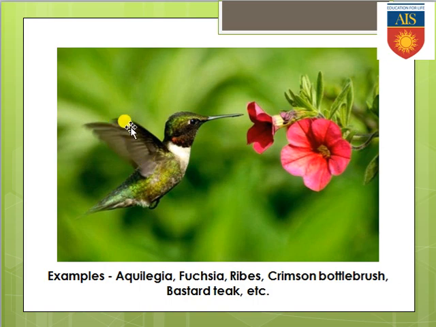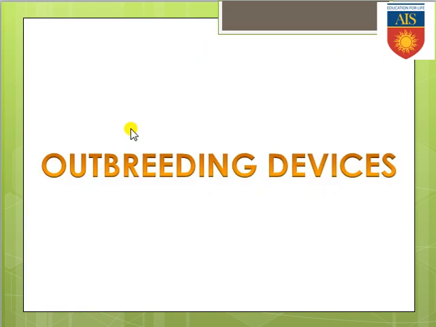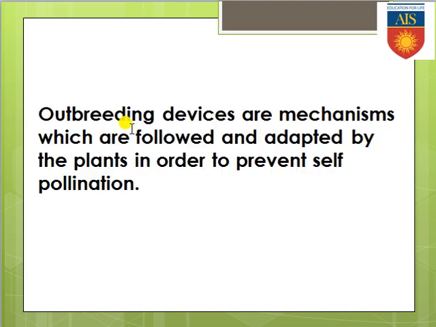Now we are moving on to the next topic in our syllabus, that is outbreeding devices. First of all, we have to know what outbreeding devices are. Outbreeding devices are some mechanisms or tools which are followed and adapted by the plants in order to prevent self-pollination as well as to facilitate cross-pollination. So very clearly I am telling you what outbreeding devices are.